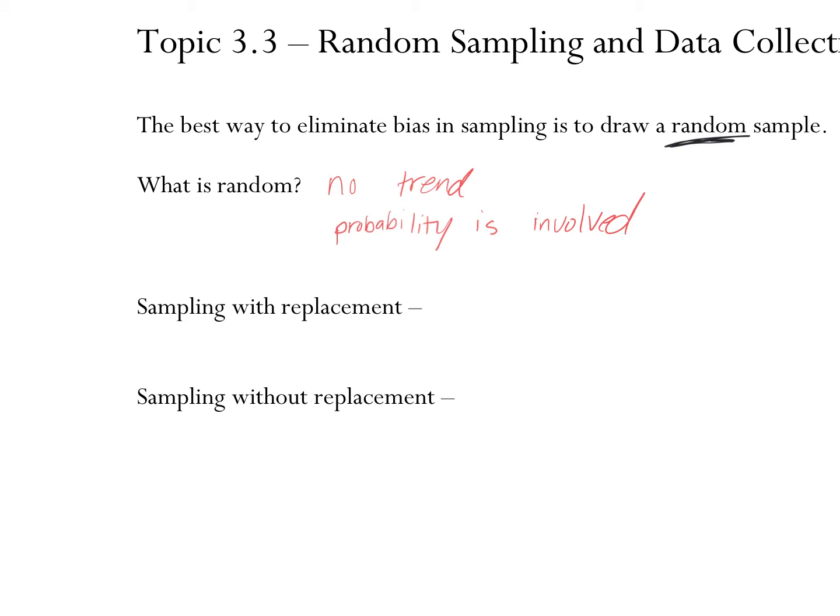All right, so here's the deal. A random sample somehow has probability involved. I'm going to say it uses a chance process, i.e., names drawn from a hat. Would that be random? What if I rolled a die? Would that be random? What if I just went out and picked 3 people? Is that random?